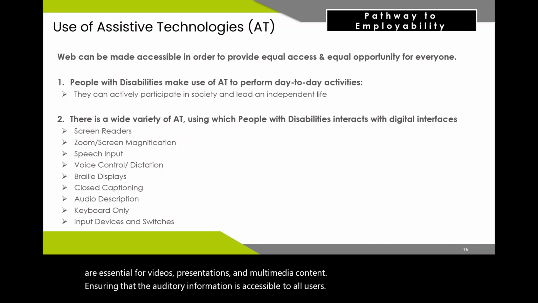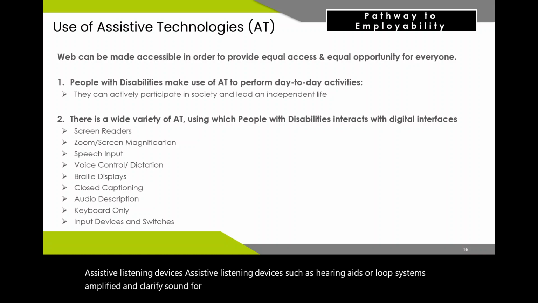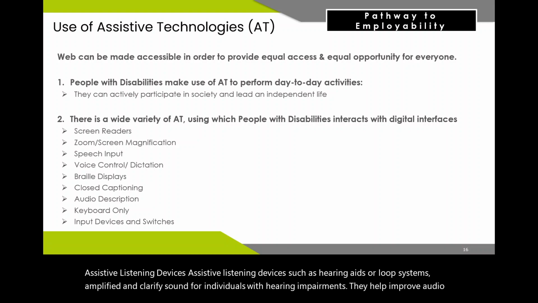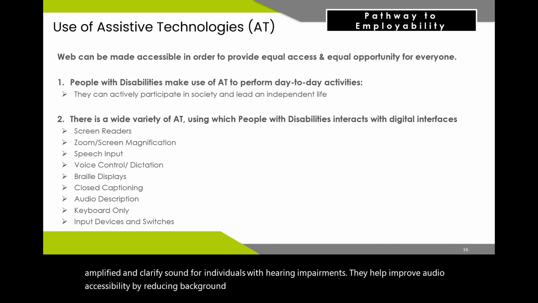Assistive listening devices. Assistive listening devices, such as hearing aids or loop systems, amplify and clarify sound for individuals with hearing impairments. They help improve audio accessibility by reducing background noise, enhancing speech clarity, and increasing the volume of sound.